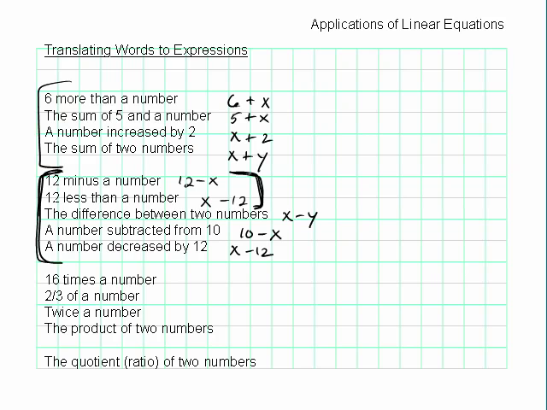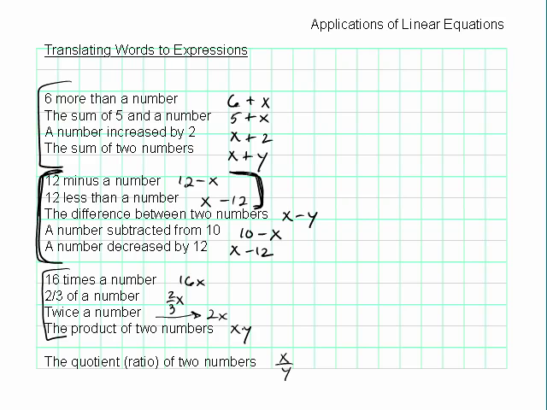Our next one is 16 times a number. That'd be 16 times x. 2/3 of a number would be 2/3 times x. Twice a number is twice x, 2x. And the product of two numbers, the product means multiplication, so that'd be xy, or x times y. So all of these represent some sort of multiplication. And the quotient, or ratio of two numbers, quotient means division, so that would be x over y. Quotient or fraction, division, same thing.